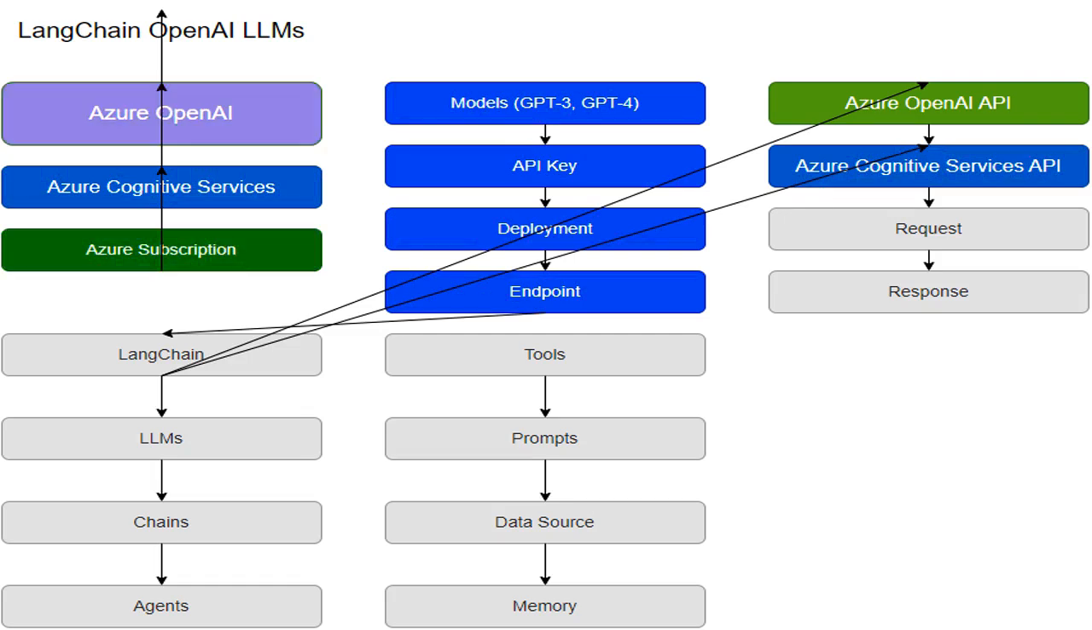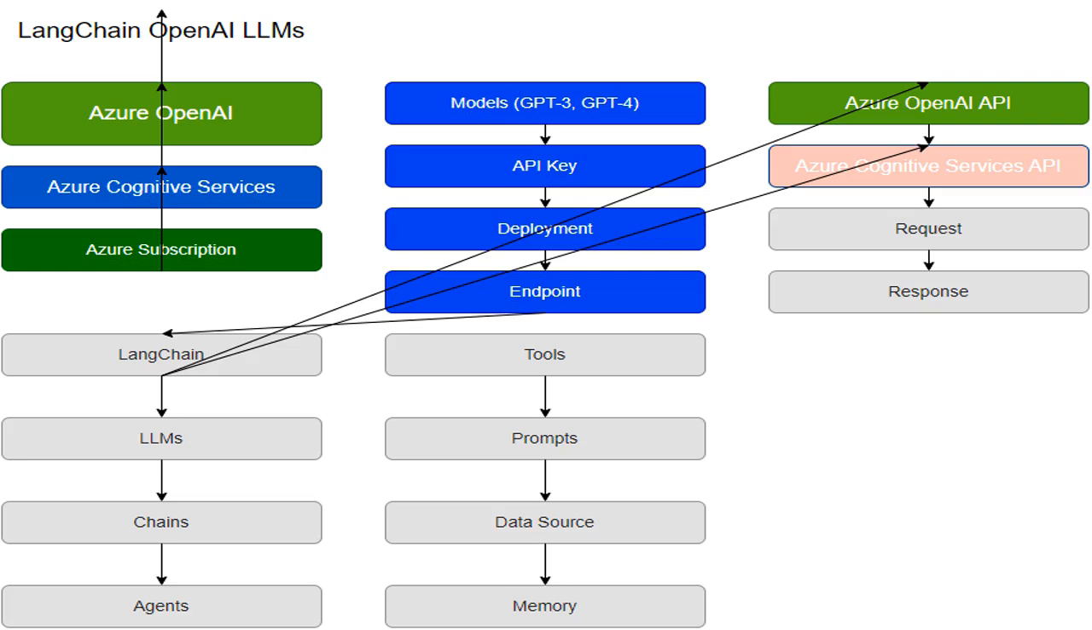Azure OpenAI requires an Azure subscription. Azure Cognitive Services requires an Azure subscription. The Azure OpenAI API is the interface for accessing LLMs hosted on Azure OpenAI. LangChain connects to the Azure OpenAI API. Azure OpenAI provides the API.